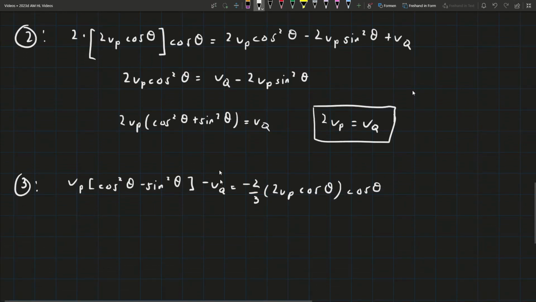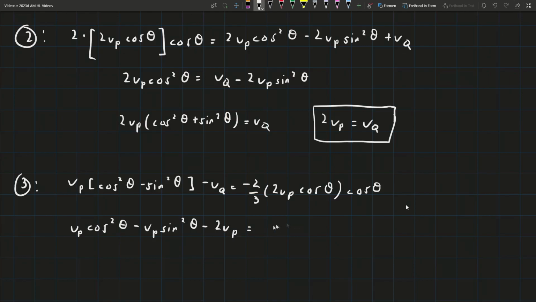And now we also see we can replace that Vq here with 2Vp, which we can do as well. And I'll expand this out as well, because you can see we'll get similar cancellations because we have 2Vp cos squared theta here. So if we expand this out, we get Vp cos squared theta minus Vp sine squared theta minus, and instead of Vq, I'm going to write 2Vp, equals minus 2/3. Well, I can say minus 4/3 because we have the 2 in the bracket as well. Minus 4/3 Vp cos squared theta.